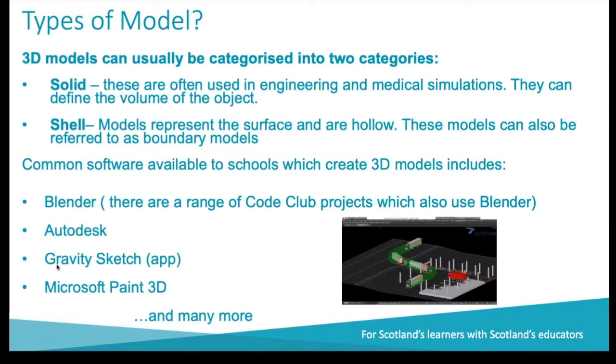The shell is basically representing the surface and it's hollow. So essentially, if you think about creating the structure using maybe pipe cleaners or a frame of a chair and then draping fabric over it, that's essentially the model that you're creating. They're also known as boundary models.